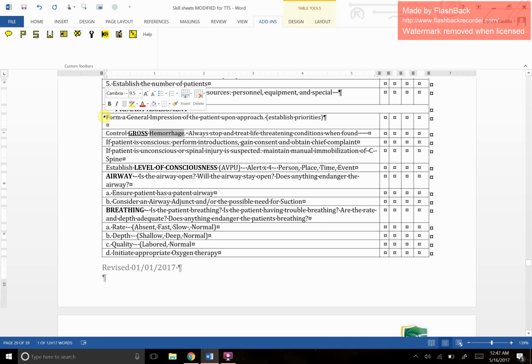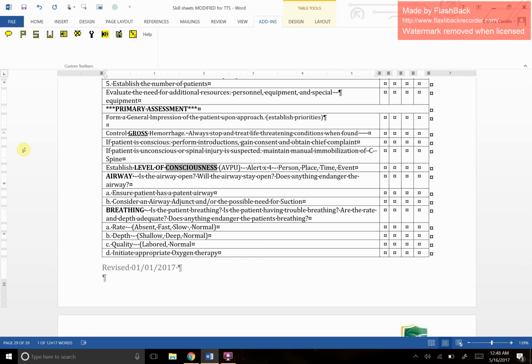Control gross hemorrhage. Always stop and treat life-threatening conditions when found. Form a general impression of the patient upon approach. Establish priorities. If patient is conscious, perform introductions, gain consent, and obtain chief complaint. If patient is unconscious or spinal injury is suspected, maintain manual immobilization of C-spine.